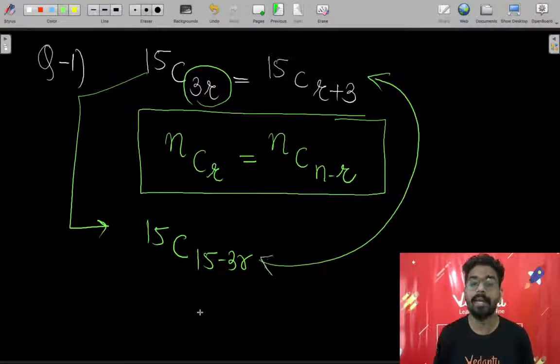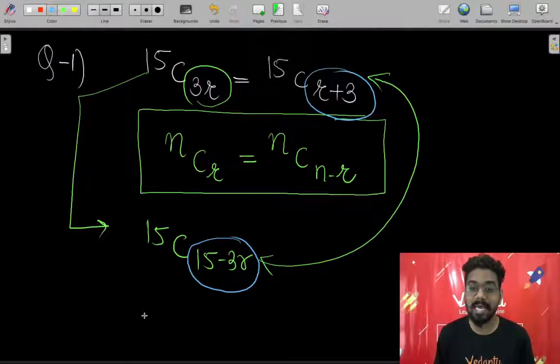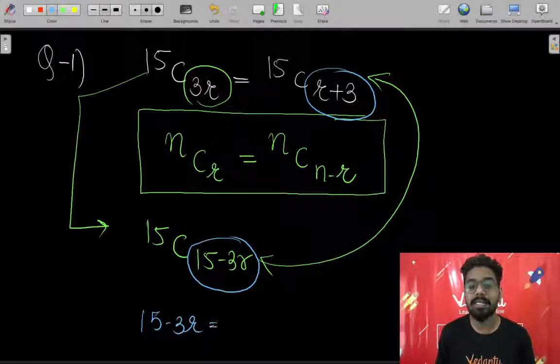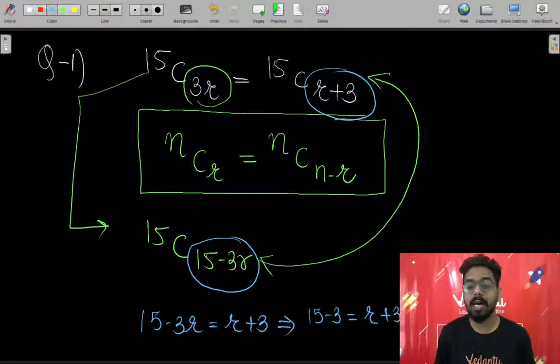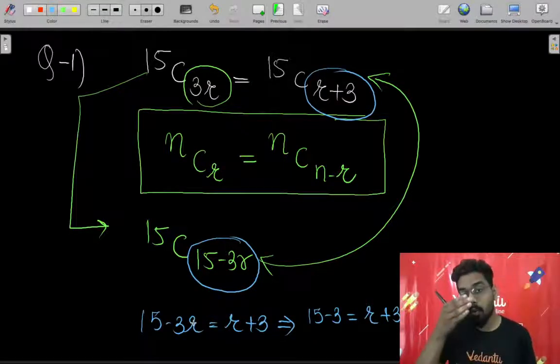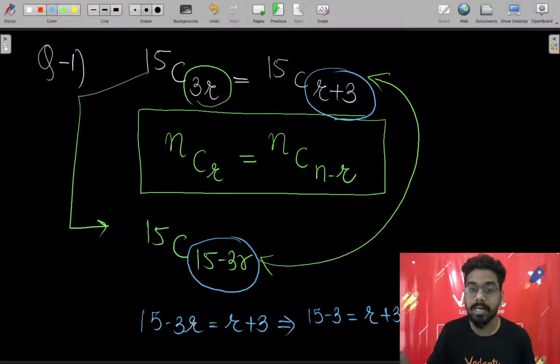इन दोनों को compare कर सकते हैं. And on comparison, what exactly am I going to compare? I'm going to compare this part. And I can say that 15 minus 3R is equal to R plus 3. Now from here, I can write 15 minus 3 is equal to R plus 3R. Now the sign of the 3R has changed because we changed its side. So minus 3R was on the left hand side, it was transferred to the right hand side. So if we transfer any term, its sign will change.